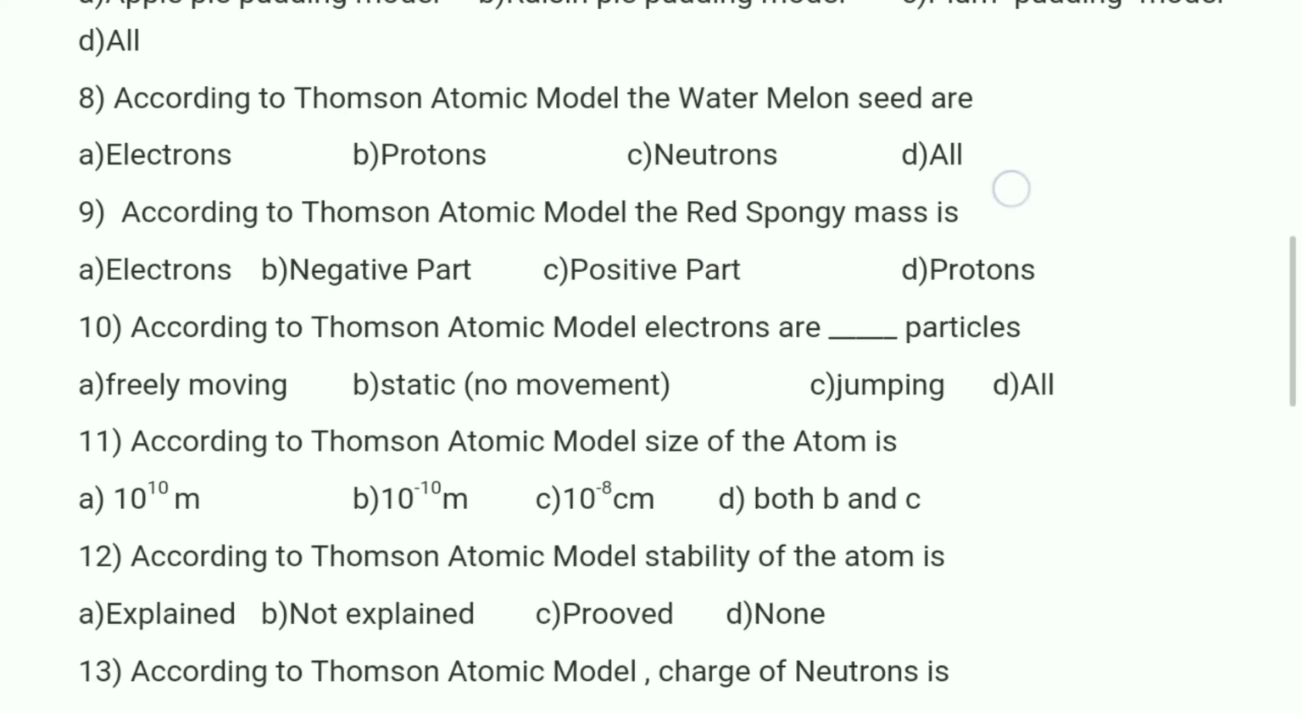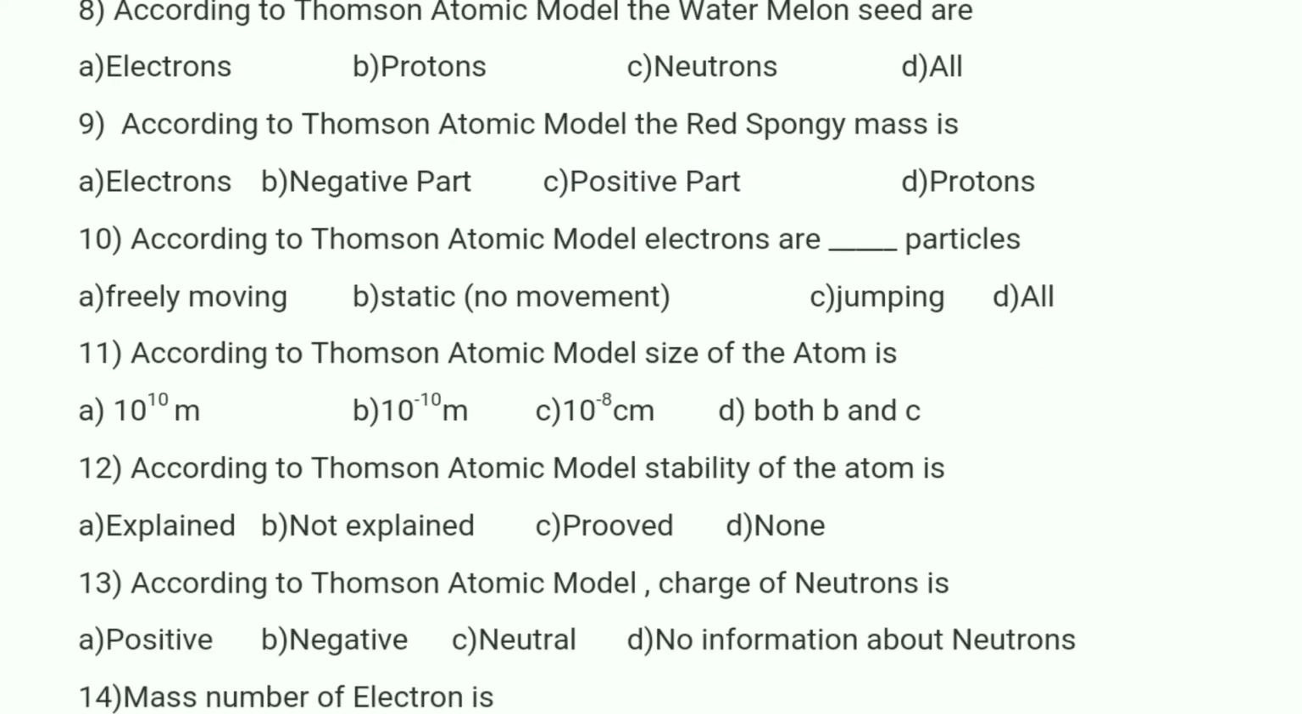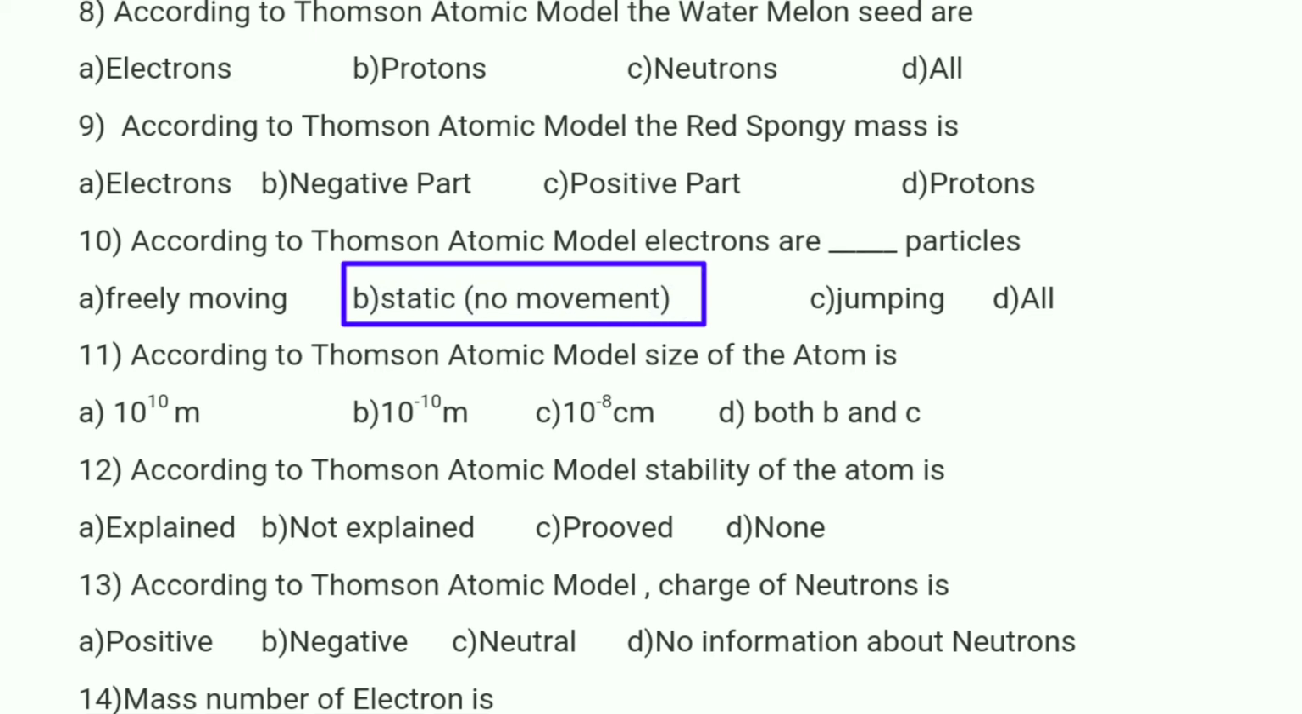And tenth one, according to Thomson atomic model, electrons are dash particles. So according to Thomson atomic model, electrons are static particles. There is no movement for electrons according to Thomson atomic model because those are embedded in the positive part. Those seeds are nothing but electrons, embedded in the positive part of red spongy mass. So the option B, static, no movement of electrons.